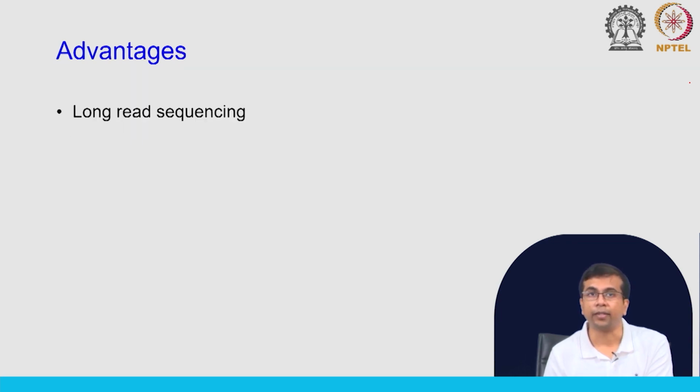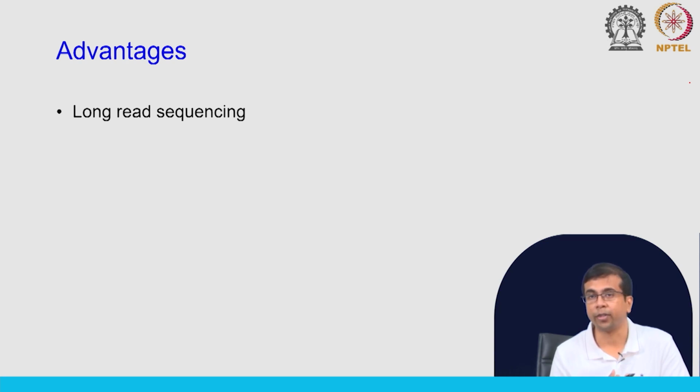So, what are the advantages? One advantage is that this is a really long read sequencing, because you are not limited by the processivity of the polymerase. You are detecting the DNA sequence directly based on the change in current, and you can imagine you can continue this process as long as you want, right. There is no polymerase required that is doing the synthesis and will stop at a certain point. This is not the case. So, you can keep on passing the DNA molecule through the nanopore, right.